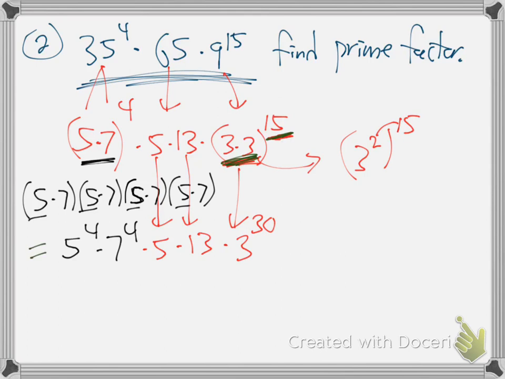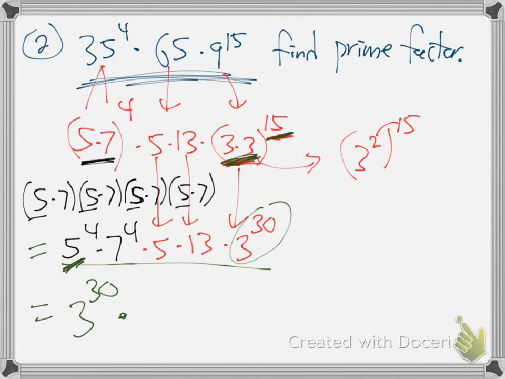Anyway, we're almost done here. Can we combine any of these things together? And let's put them in order. The lowest one is that one, so I'll start with him, 3 to the 30th. I'm going to go in numerical order from the lowest prime to the biggest. So we'll start with 3 to the 30th. What comes next?